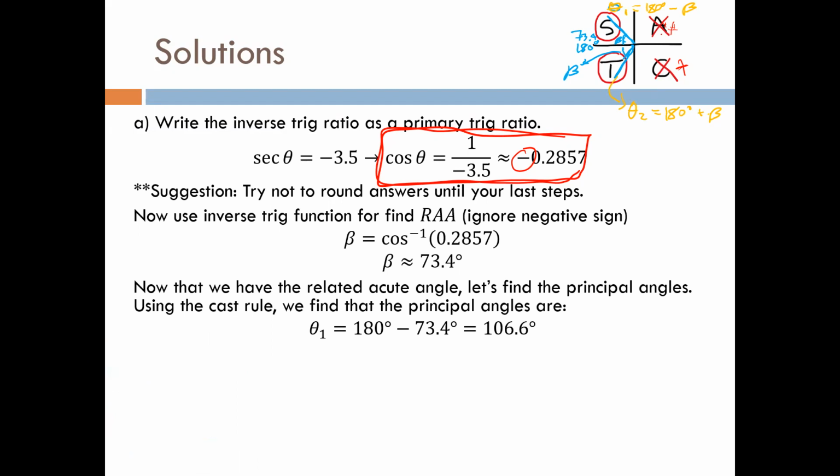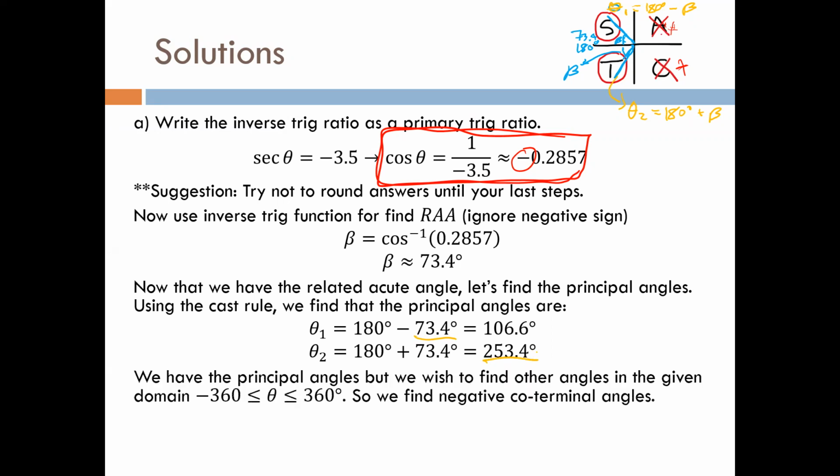For the first principal angle in the second quadrant, we take 180 degrees and subtract off the related acute angle of 73.4, and we get 106.6 degrees. In the third quadrant, we take 180 degrees and simply add the related acute angle, which is 73.4, and we end up getting a principal angle of 253.4 degrees. We were asked to find the angles between negative 360 degrees and 360 degrees.